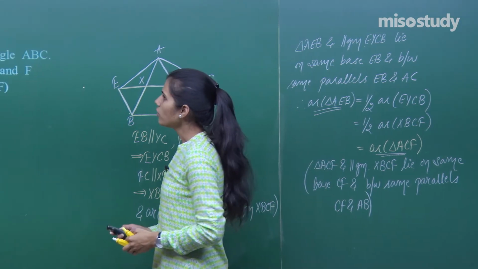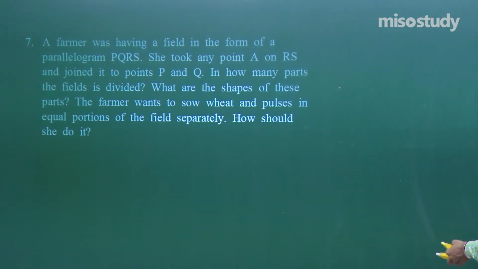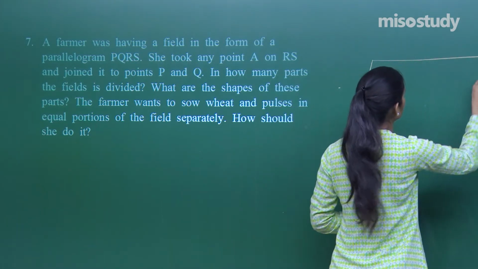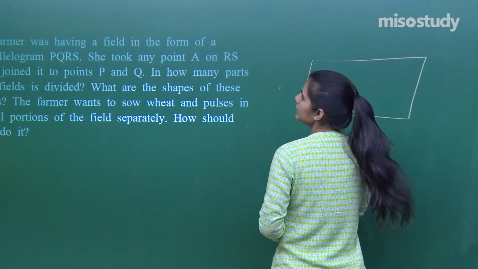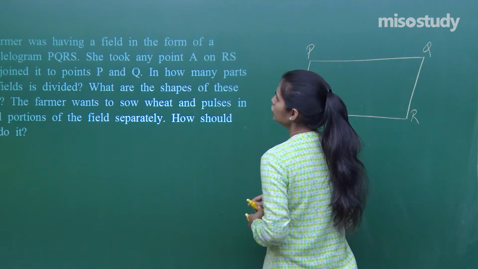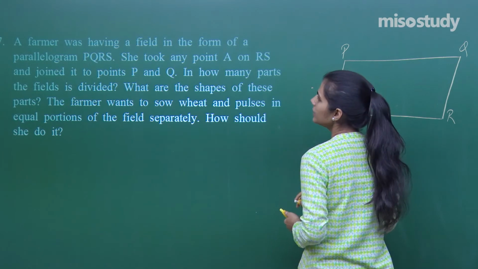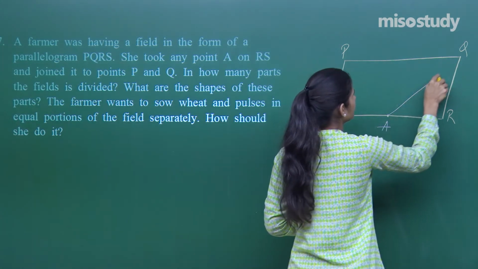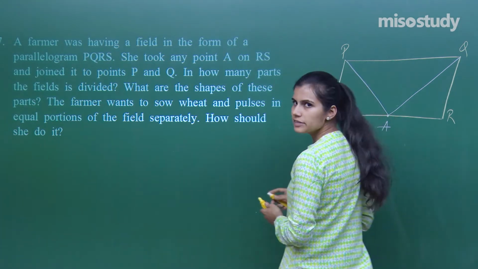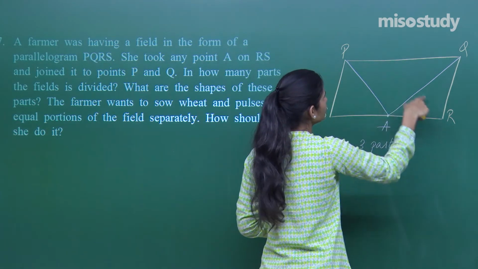Next question, let's see, says what? It says that a farmer was having a field in the form of a parallelogram. So let's draw a parallelogram and consider it as the field of this farmer. The name is P, Q, R, S. She took any point A on RS and joined it to P and Q. In how many parts is the field divided? It's very obvious. The field is divided into 3 parts, 1, 2 and 3.